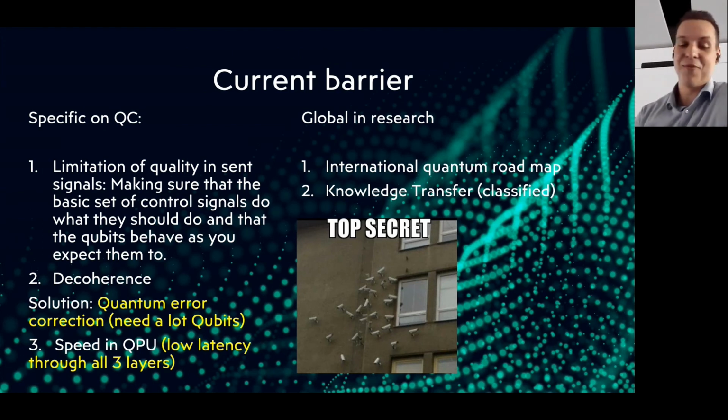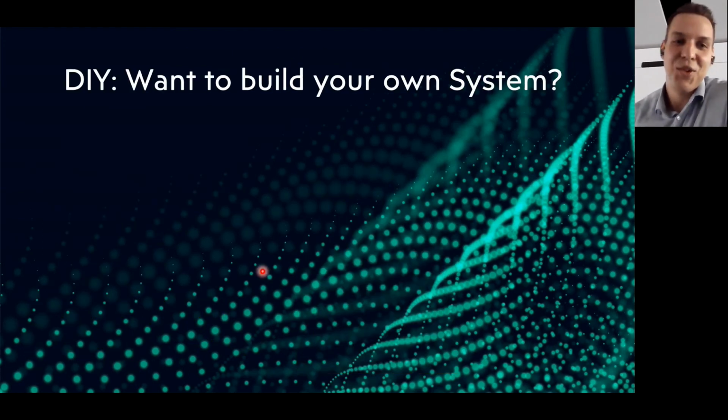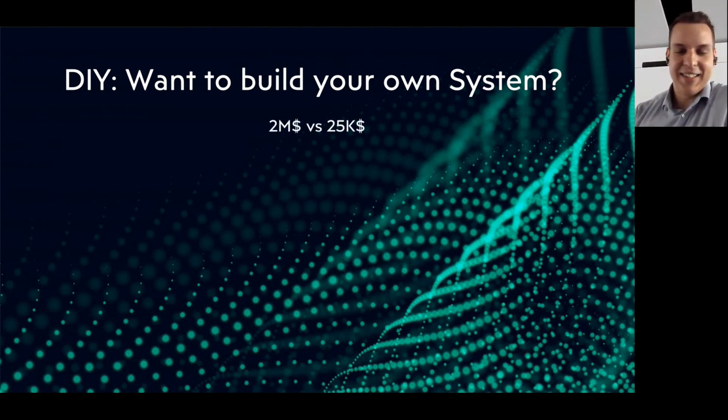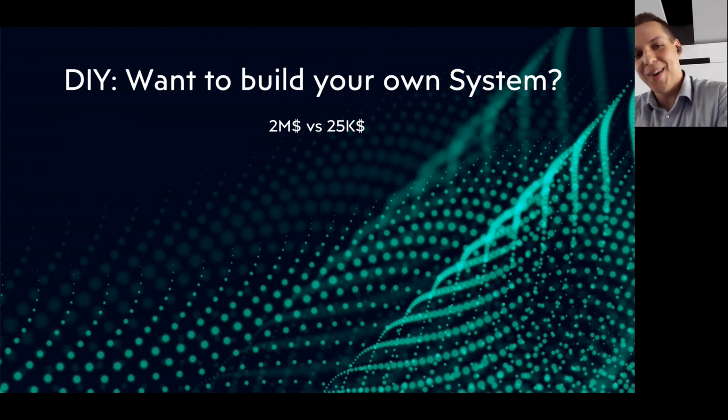Now the fun part is starting. You want to build your own system? No problem. You can buy one. The one I told you before starts at $2 million. Wow. Like I need to work many years here. And the one we want to build is around $25,000.